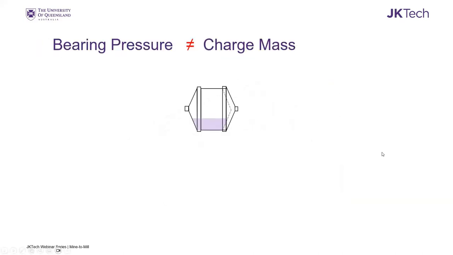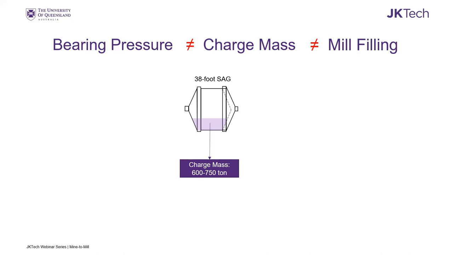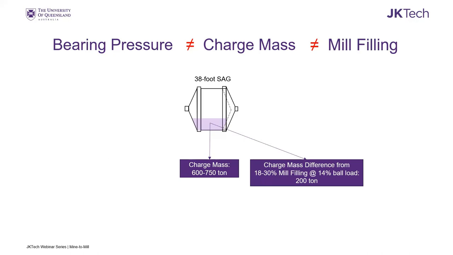Okay, so bearing pressure is not the same as charge mass, and it's not the same as mill filling. So this is kind of an introduction to the soft sensor for inferring the SAG mill filling. So this is a 38-foot SAG mill. The charge mass is around 600 or 750 tons. The charge mass difference from 18 to 30% mill filling at 14% ball load is about 200 tons. The liner mass loss is between 160, 180 tons towards the end of the liner lifetime.